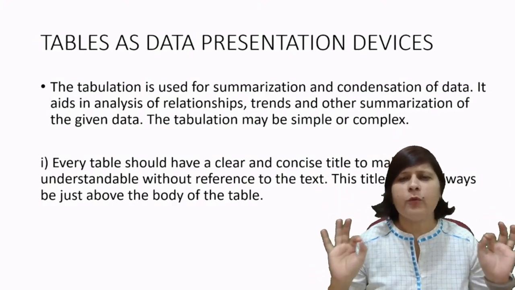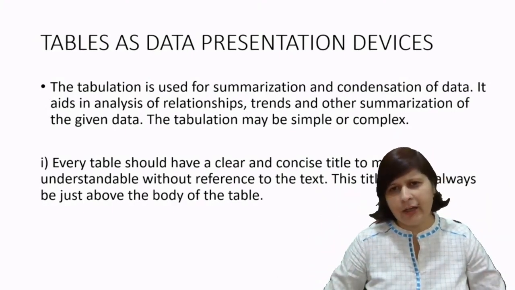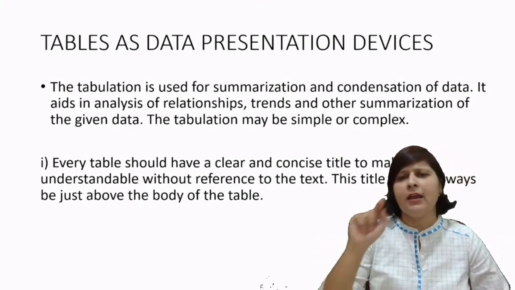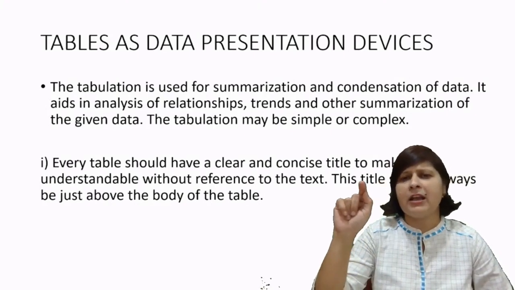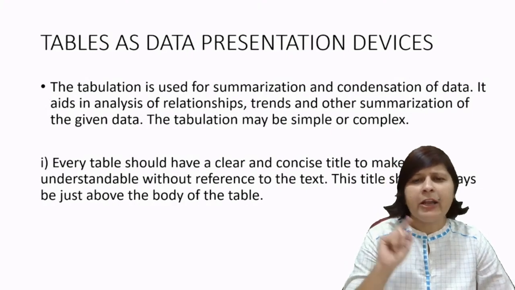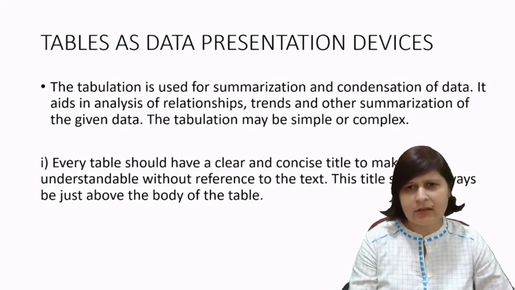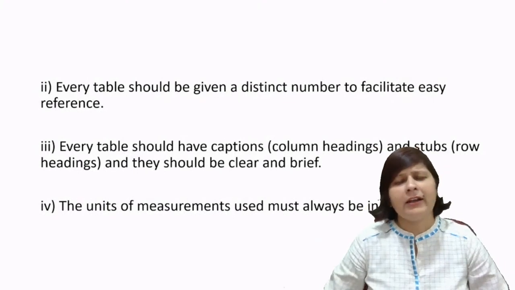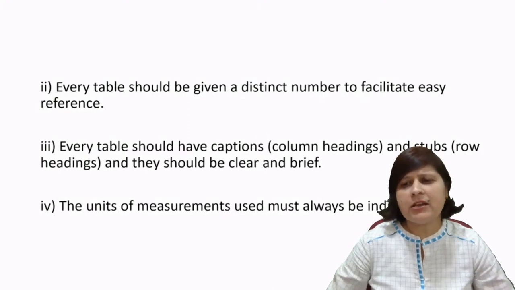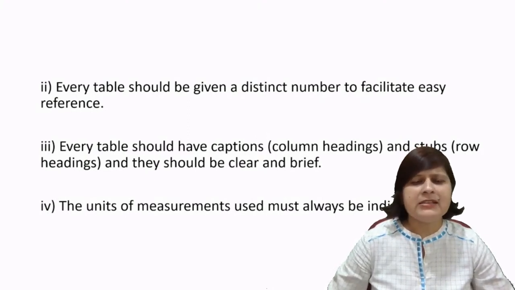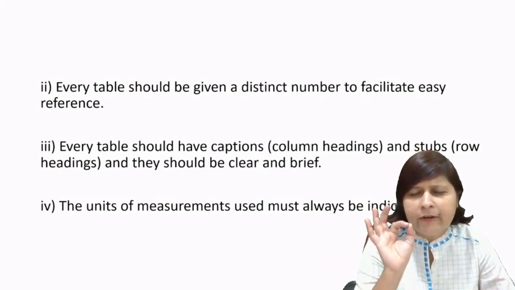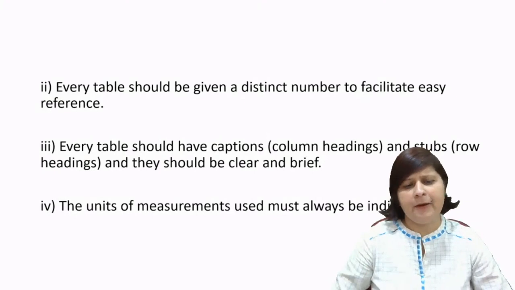The title should always be just above the body of the table so that anyone can make out this is the profit table of company A, or the comparison of company A on the basis of profit, right? So every table should have a clear and concise title, and it should be at the top of the table. Every table should be given a distinct number to facilitate easy reference. There should be references for each and every table.